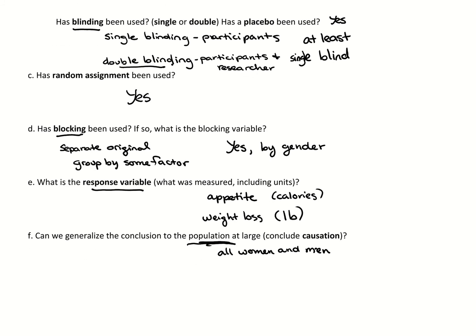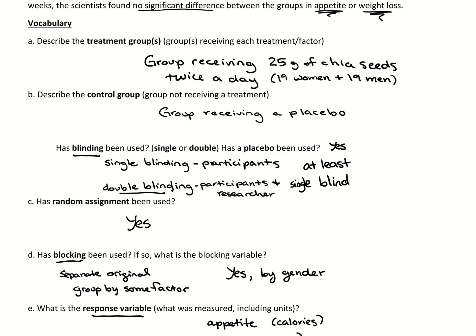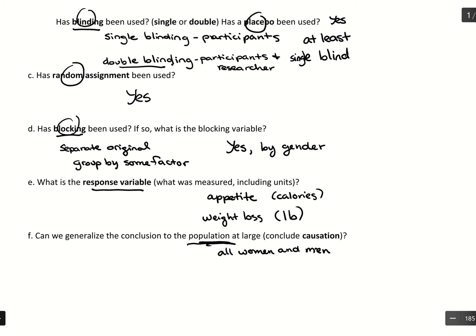What we need is a very well-designed experiment, and we have all of these pieces that are great. We have our two groups. We used blinding, we used a placebo, we used random assignment. Blocking makes it even better. Having all of those pieces, we can get at causation. We can state cause and effect here and not have to worry about too many lurking variables. So maybe what we'd end with here is that chia seeds don't cause weight loss. Something like that.